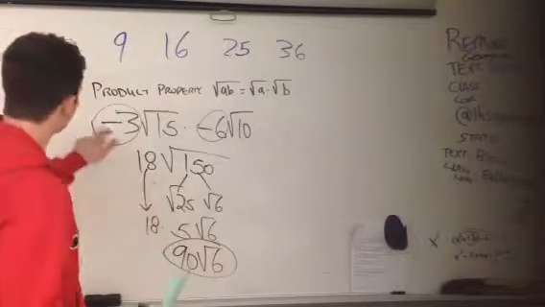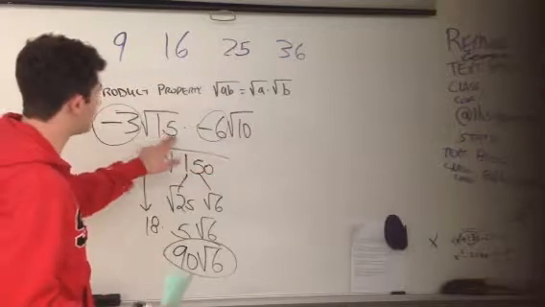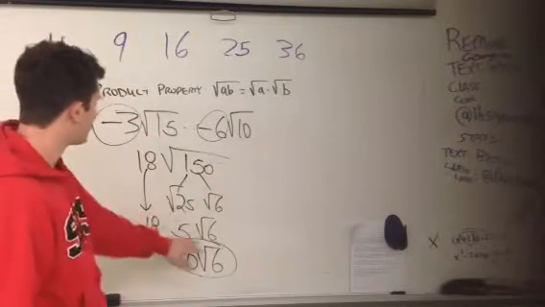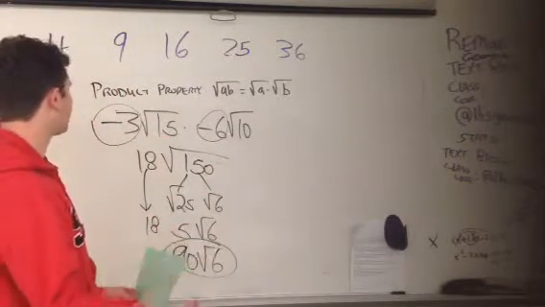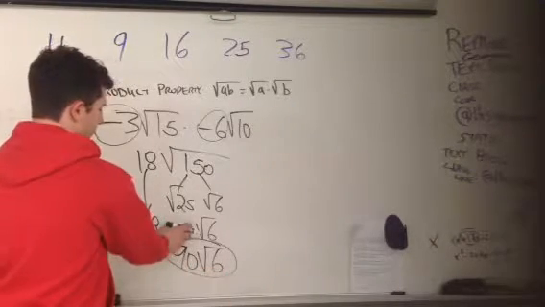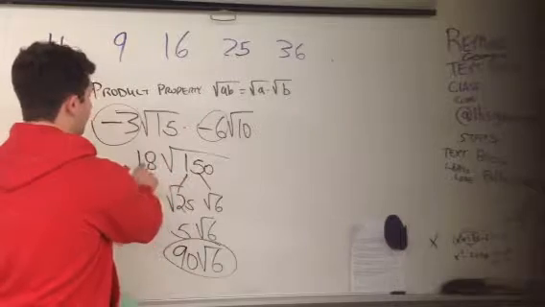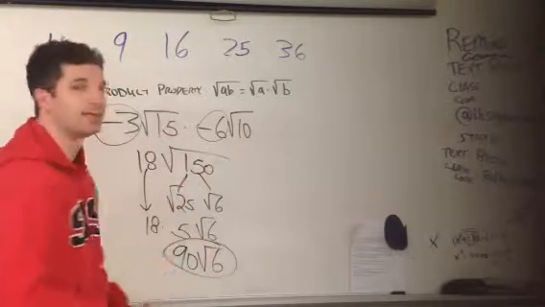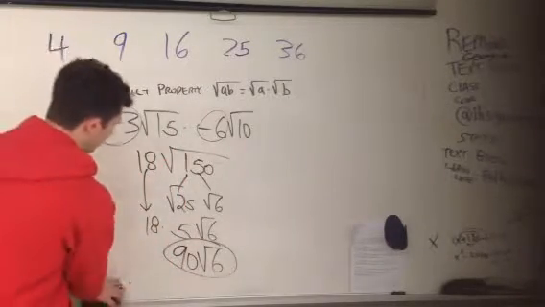So all we did here is we multiplied what was on the outside, multiplied what was on the inside, and then we broke it down. And after we broke it down, we had to multiply the 5 by what was in front of the radical after we did our first step. Let's look at one more.